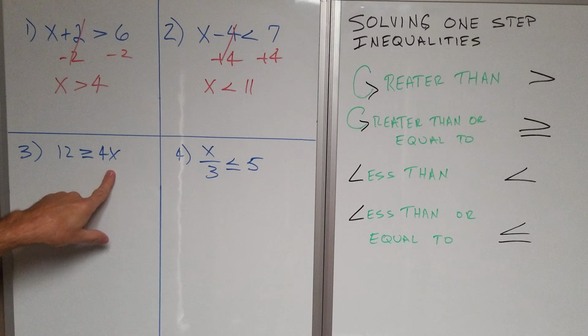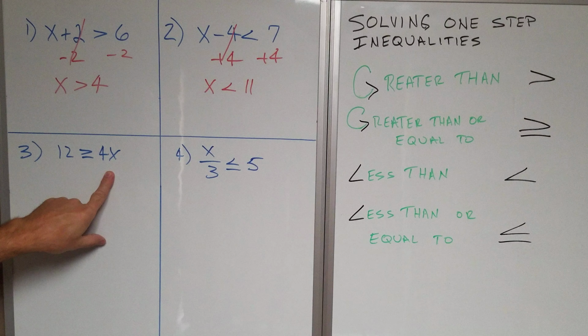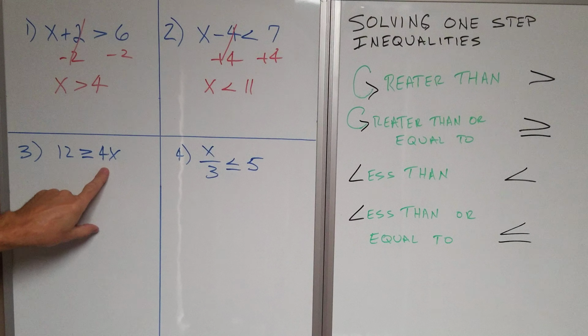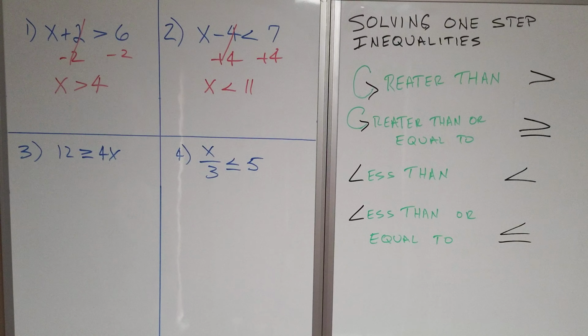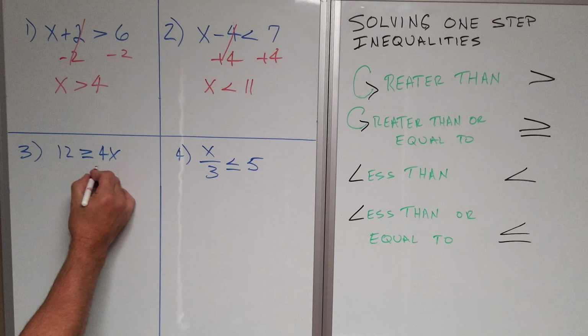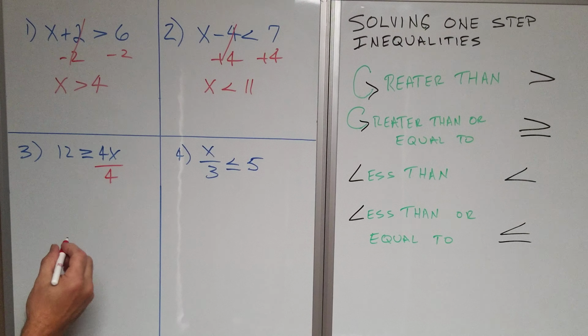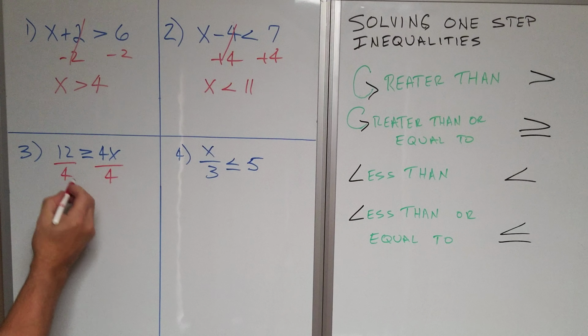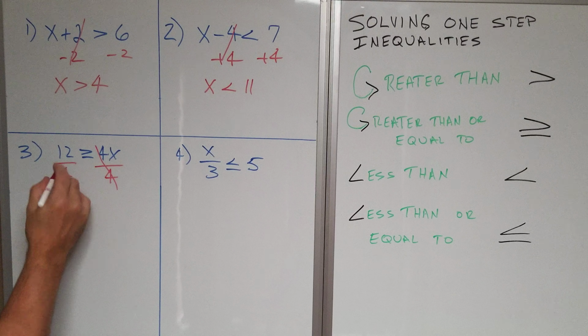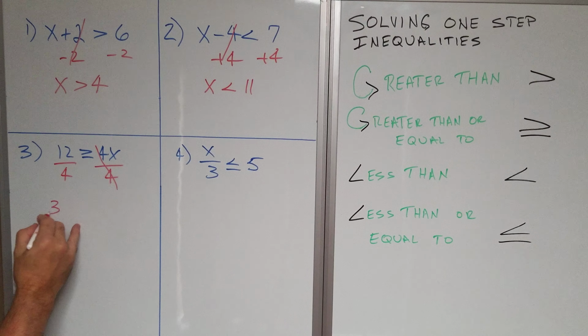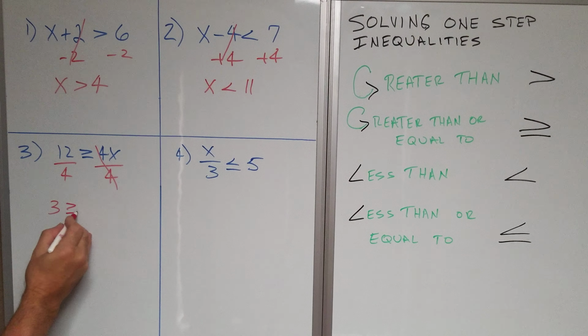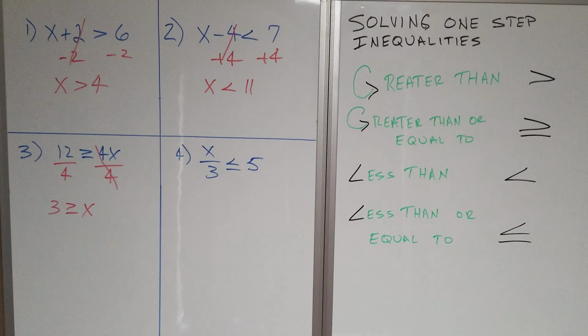Now, number 3, I have 12 is greater than or equal to 4x. Now notice now that the x is on the right side of the equation and not the left. We solve it in the same fashion though. Whenever we have a number written next to a variable, it means we are multiplying. So the opposite of multiplying by 4 is dividing by 4. So we're going to go ahead and divide both sides by 4. These 4's cancel out. 12 divided by 4 is 3. So 3 is greater than or equal to x.